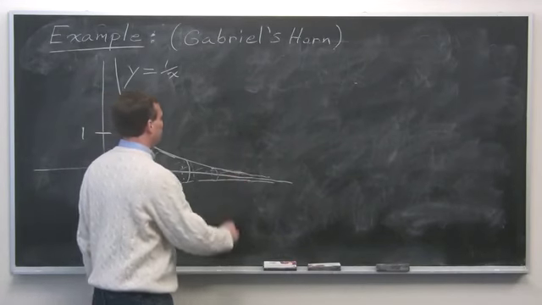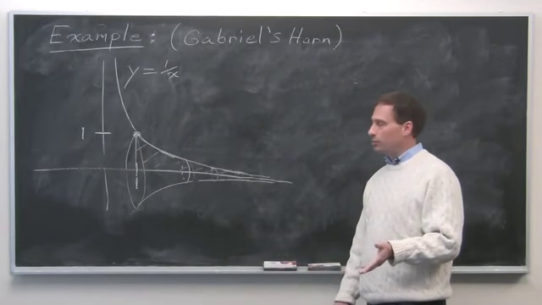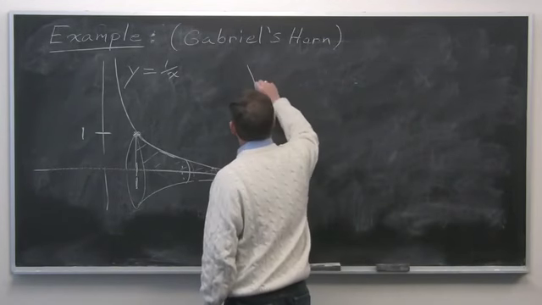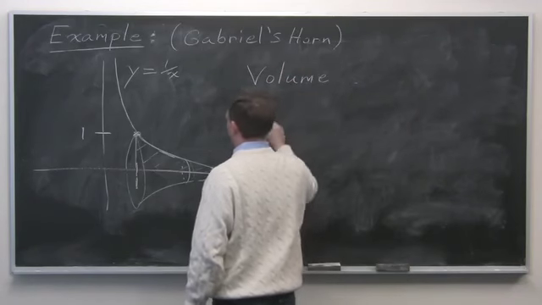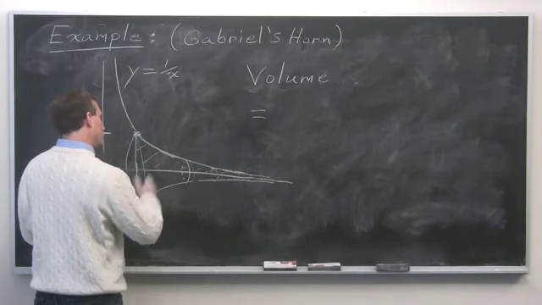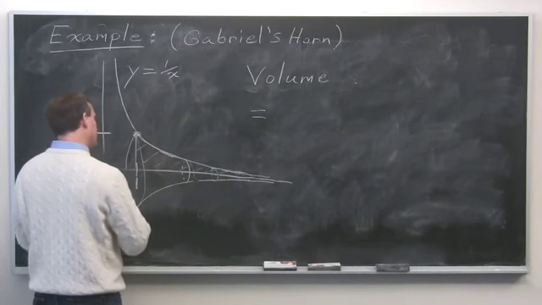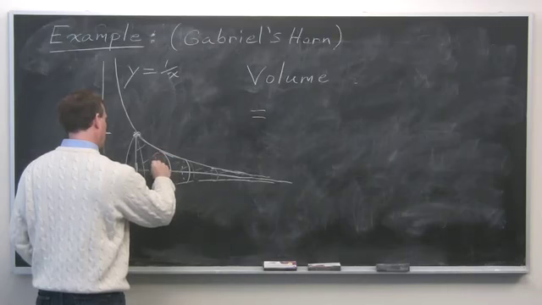All right. So we just did volumes of solids of revolution in the last section. Hopefully you remember. We'll do this by disks. Volume of this solid of revolution. Each cross section of Gabriel's horn perpendicular to the x-axis is just a disk.